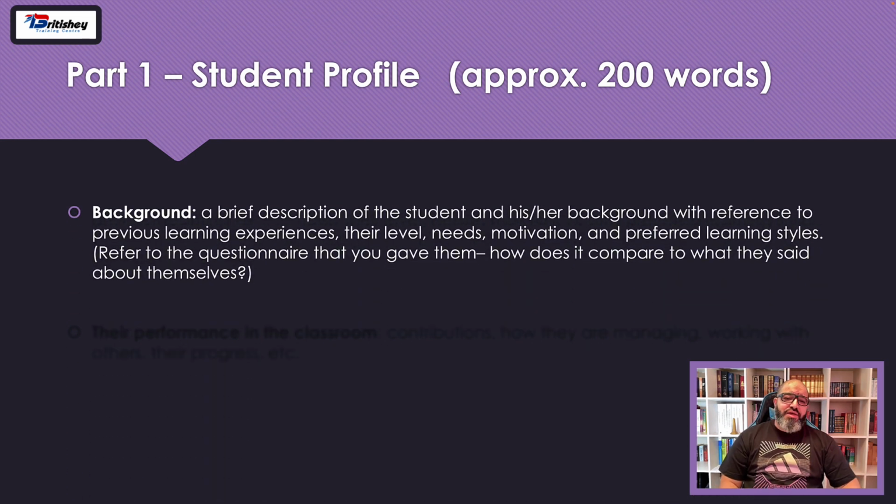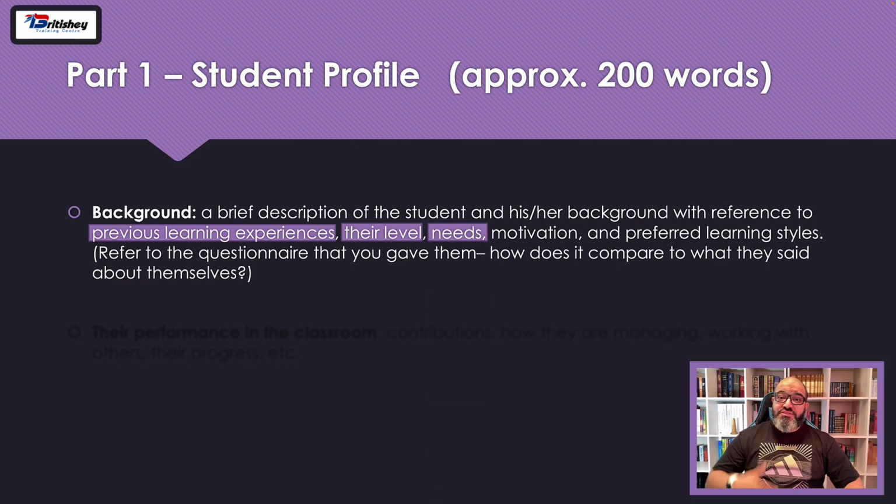Background. And in the background it says, a brief description of the student and her background with reference to previous learning experience. Then this is something that you should have some knowledge of. You need to know the previous learning experiences of your student. Not only that, but also their level. And this is easy because as long as this student will be in your TP group and you know your TP group level, so this is elementary or intermediate, this is not difficult.